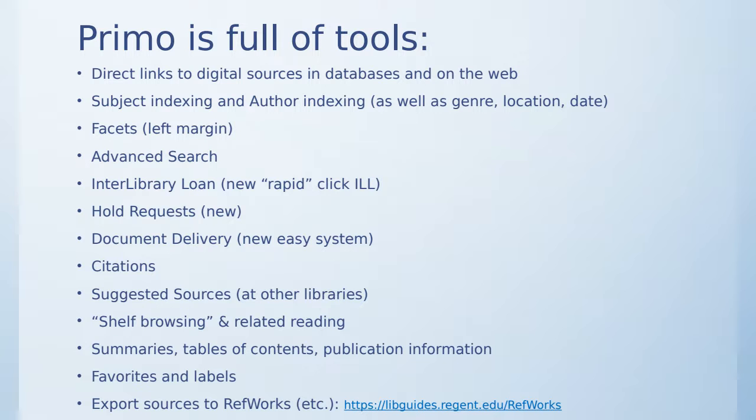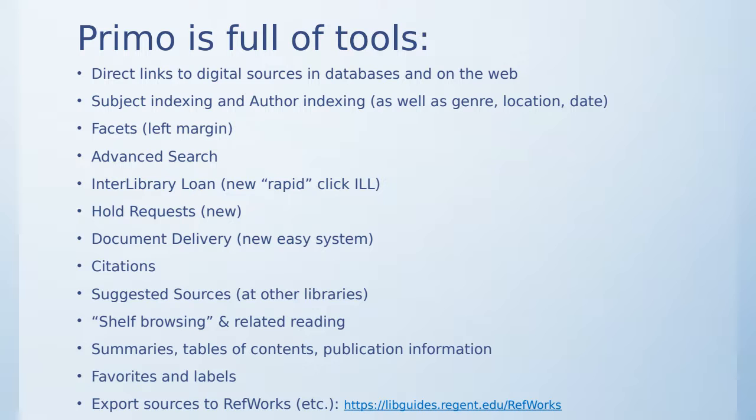We also have a few new functions in Primo. One is the hold request up here. That means if you come to school on campus here, you can click hold request and we'll get you a book and put it at the front desk for you. If you live at a distance from here, you can click hold request and put in your address and we'll mail the book to you.